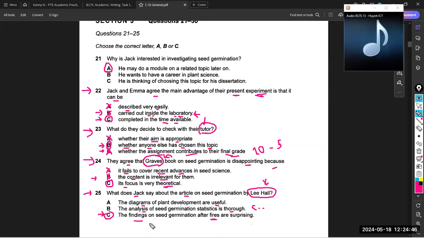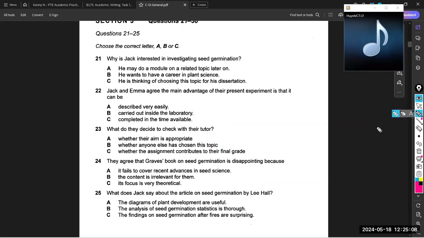I knew a bit about it already, but not about this research. His analysis of figures comparing the times of the fires and the proportion of seeds that germinated was done in a lot of detail. So it is thorough, it is complete. Wait, let me change my answer. It is B, but not C.